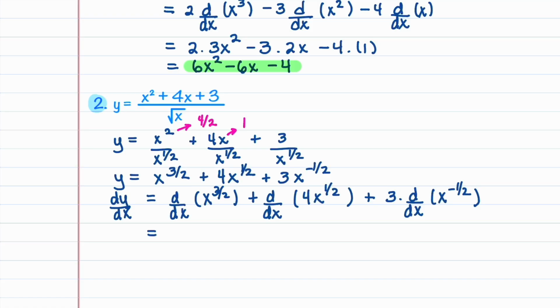Now we can take the derivative of all 3 pieces. Our first derivative is 3/2 x to the 3/2 minus 1. And then our next piece, we pull out the 4, and then we take the derivative, which is 1/2 x to the 1/2 minus 1. And then our last piece, we're going to take our 3, multiply it by minus 1/2. So we get minus 3/2 times x to the minus 1/2 minus 1.